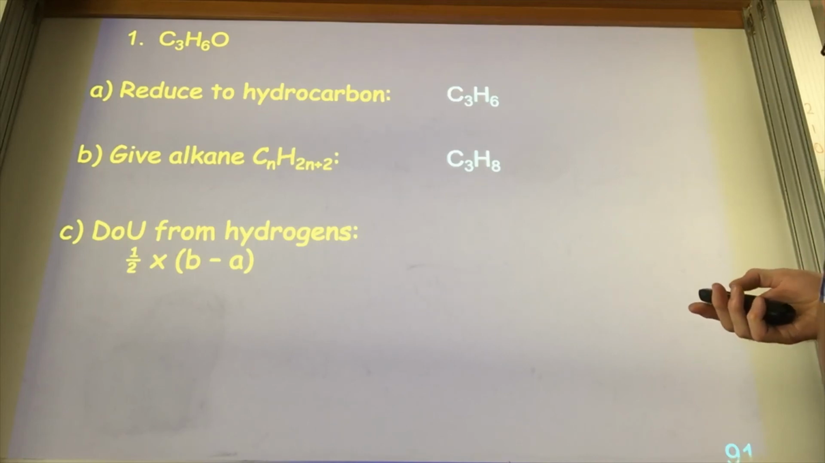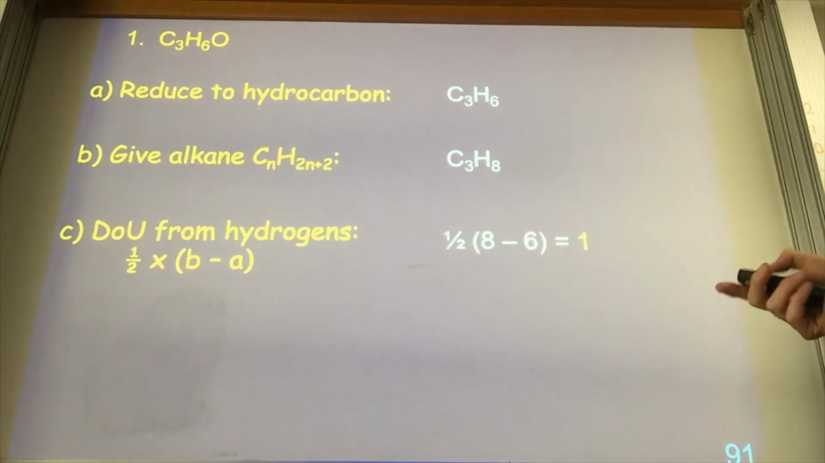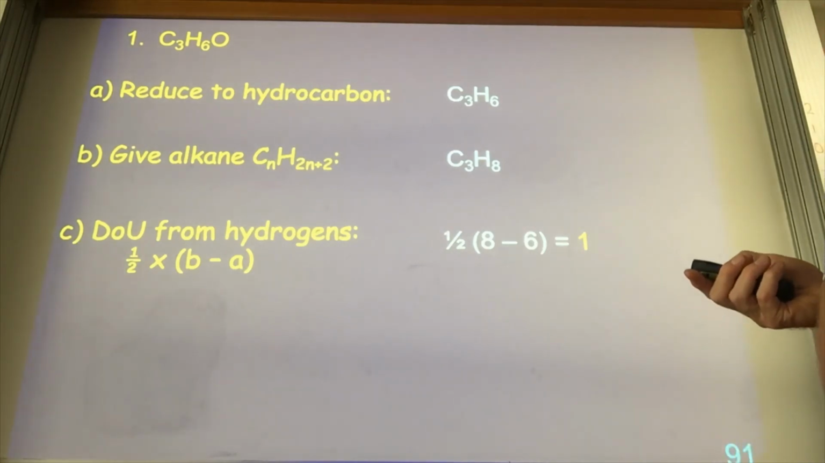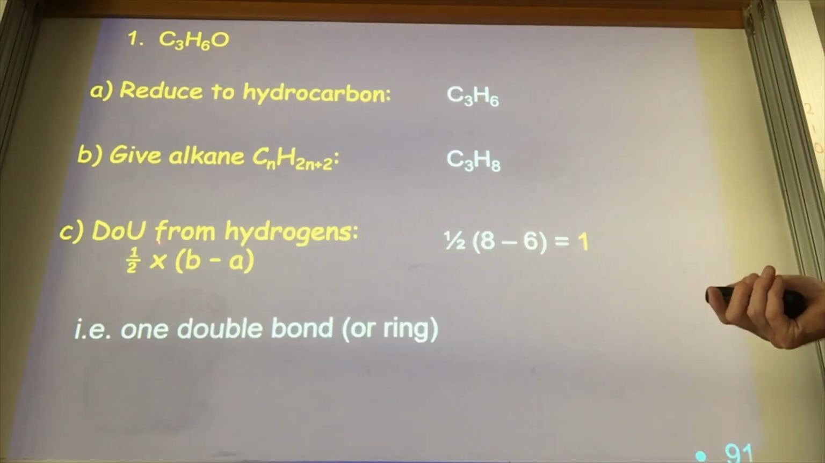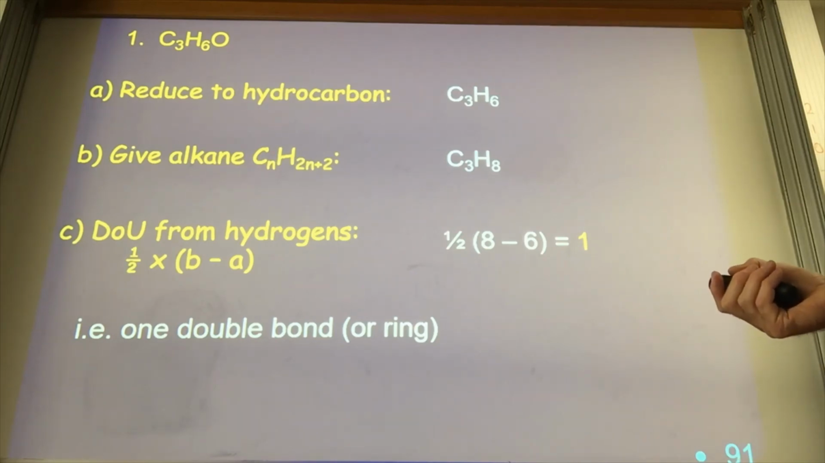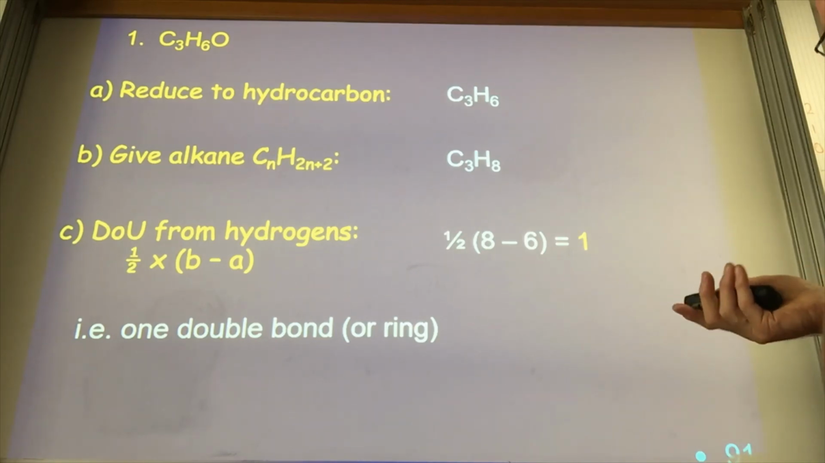Every 2 hydrogens less is a degree of unsaturation of 1. Now you can do that with a little formula if you want, but just look at the hydrogens. Every 2 hydrogens is a degree of unsaturation of 1. That means that's got 1 double bond, or could conceivably have a ring. It'd be a fairly reactive little number if it did.